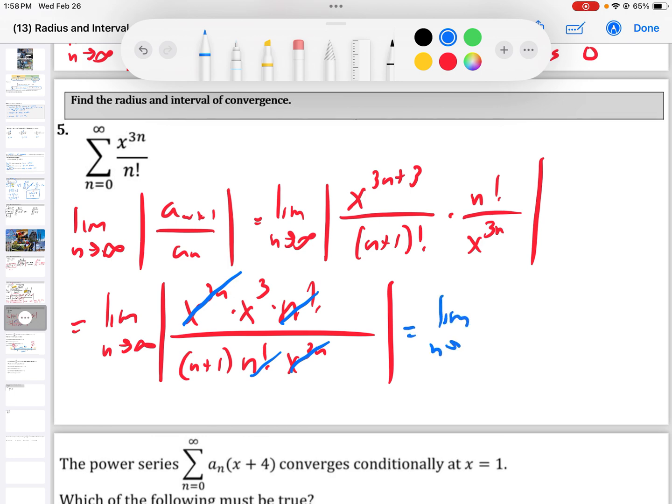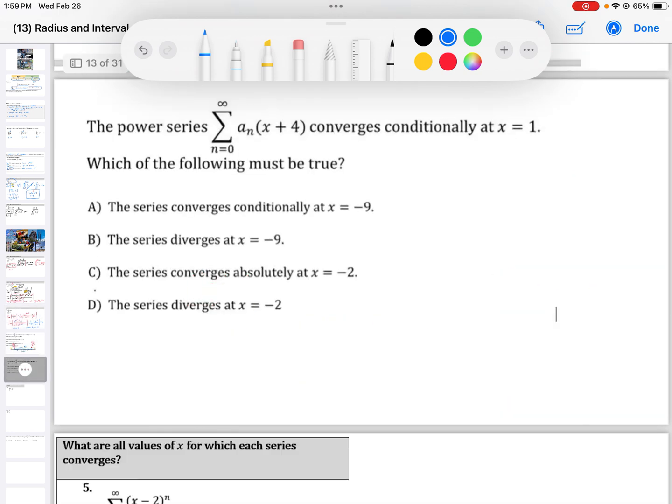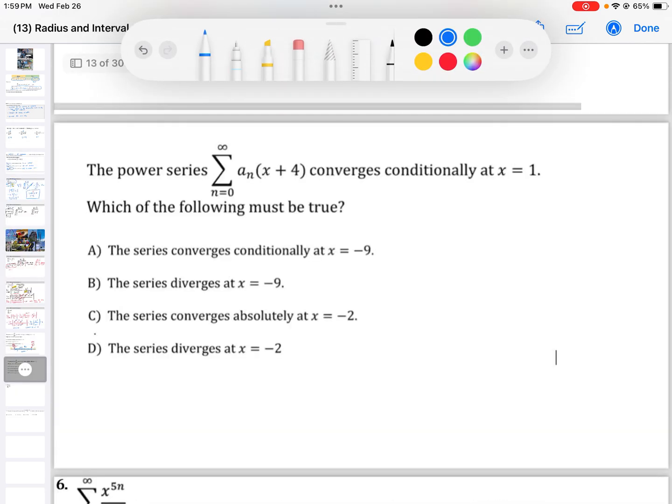All right, when that happens, this cancels with this. That cancels, and I'm just left with the limit as n goes to infinity of x cubed, no n's on top, and just n plus 1 on the bottom. So as n grows infinitely larger, the limit of this is just going to be 0. So it doesn't matter what x is. The limit is 0. So this thing converges for all x. The radius of convergence is infinity.